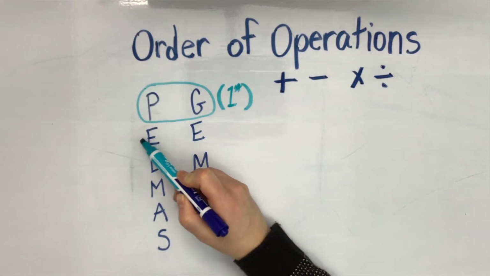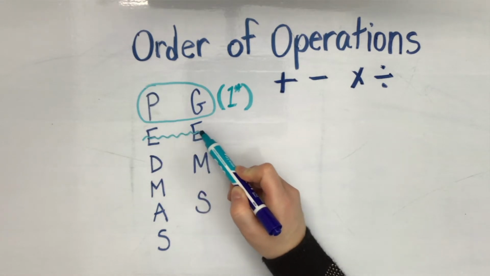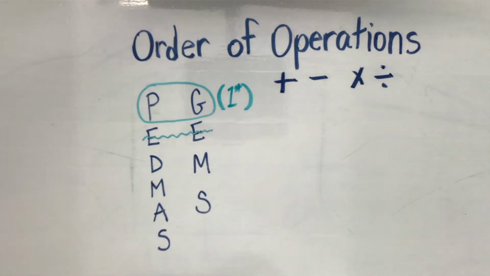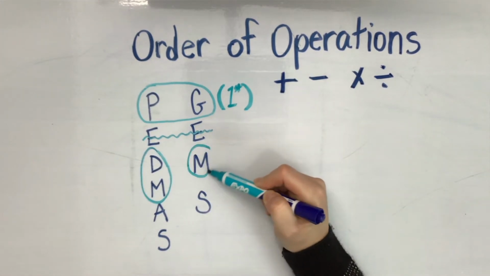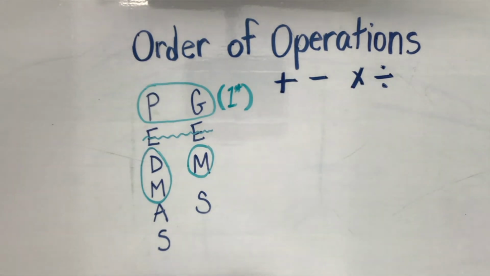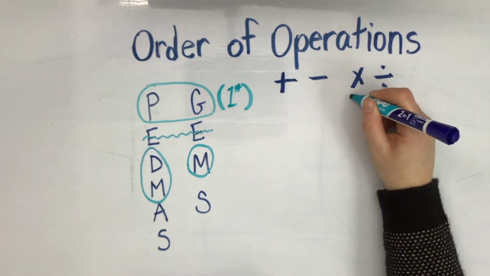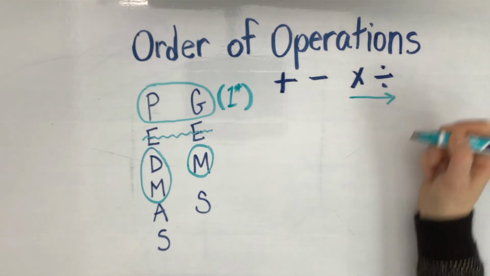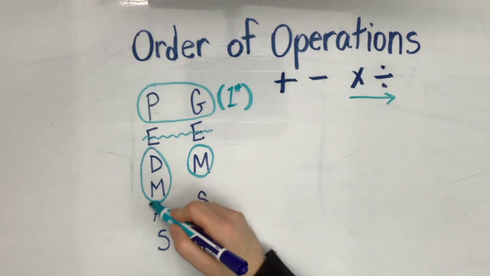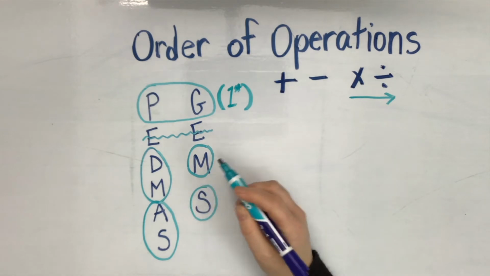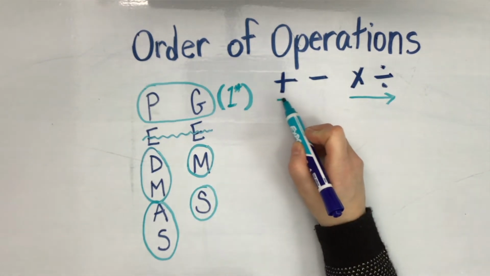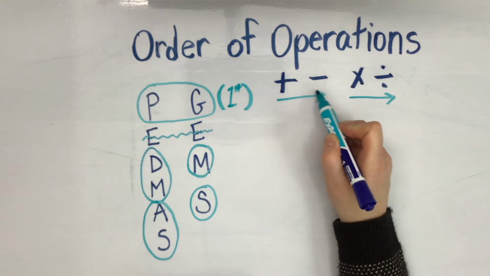Exponents, we will get to exponents in a later video when we're doing some more complicated operations. For now, you won't have to worry about it. Next, we come to division and multiplication, or multiplication and division. It doesn't matter. You have to do whatever comes first when you're going from left to right in a question. And then finally, we have addition and subtraction. Subtraction and addition, doesn't matter. You just have to do whatever comes first in the question going from left to right.